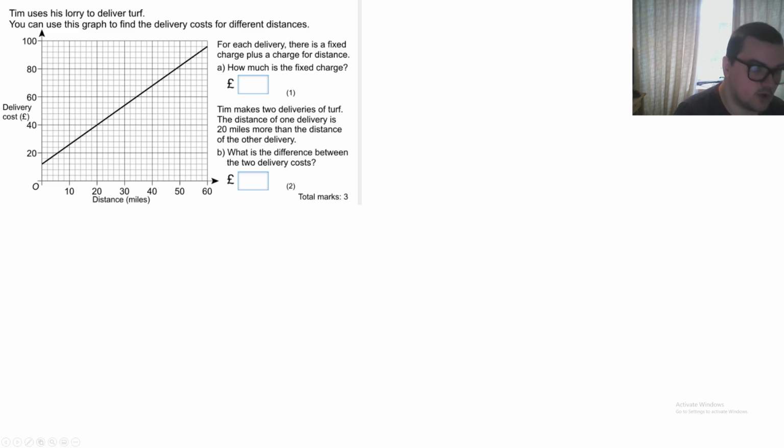Tim uses his lorry to deliver dirt. You can use this graph to find the delivery cost for different distances. For each delivery, there is a fixed charge plus a charge for distance. How much is the fixed charge?